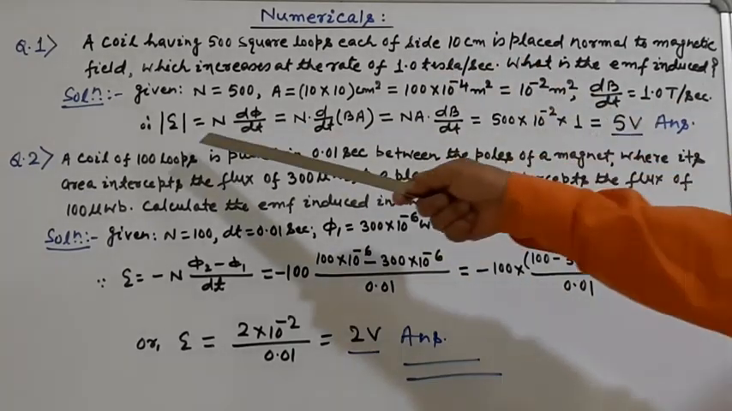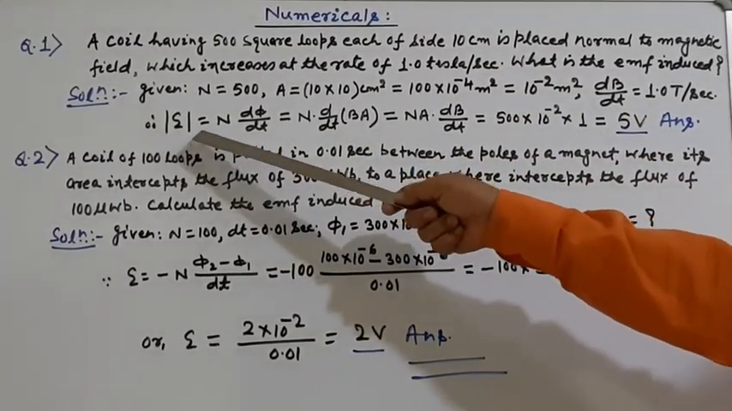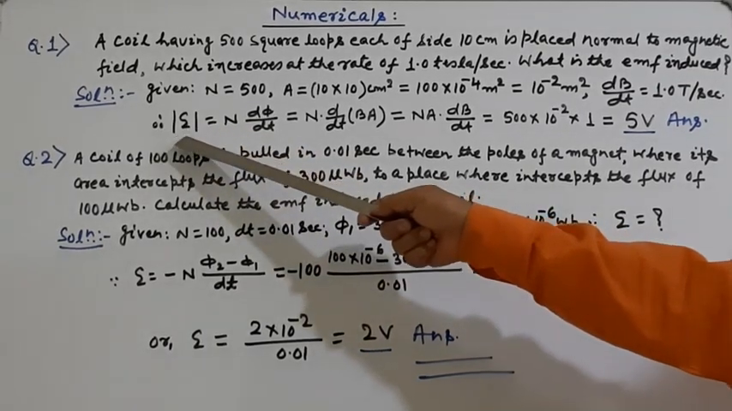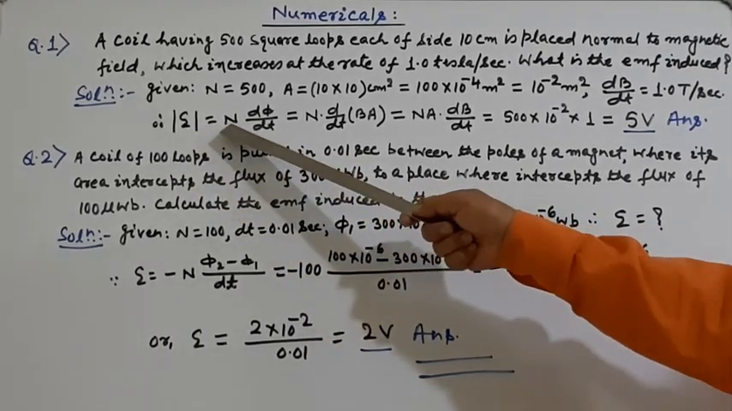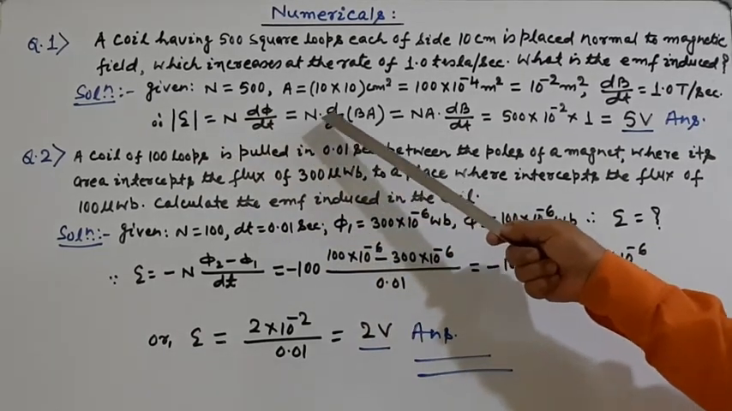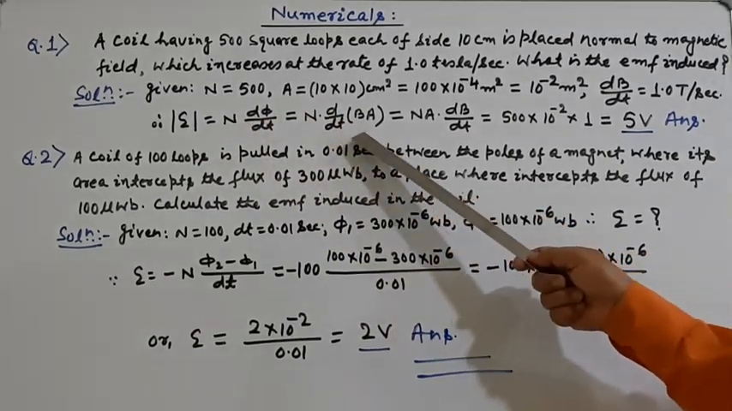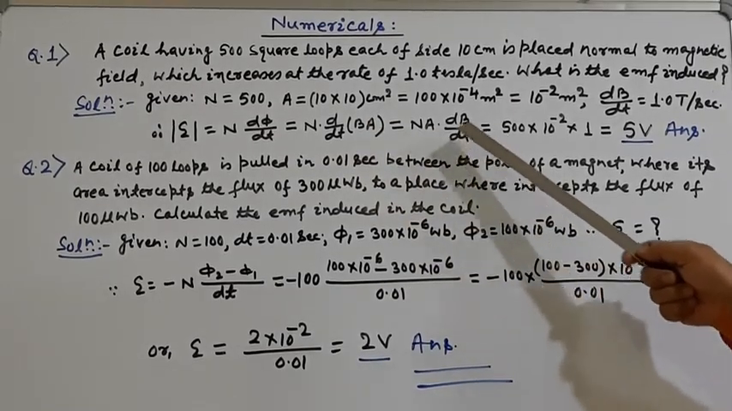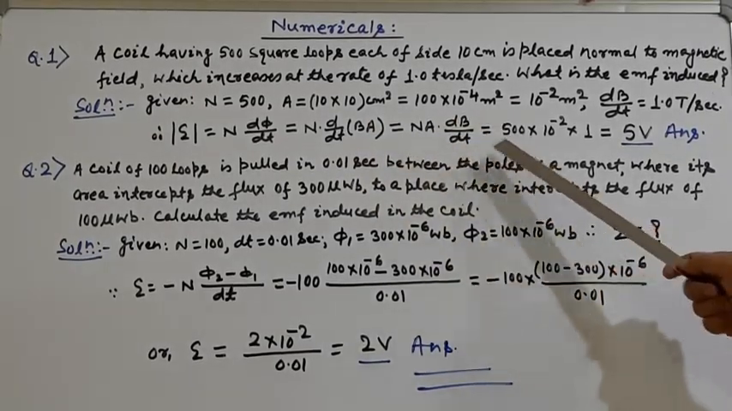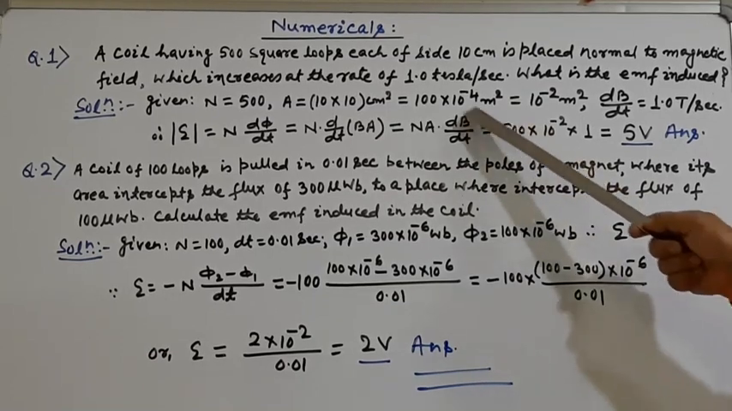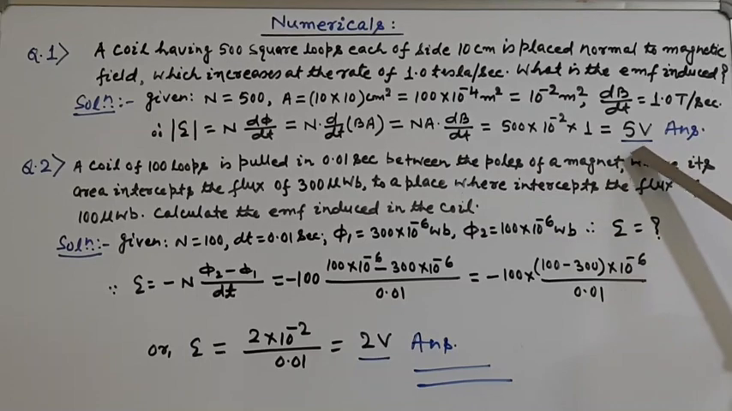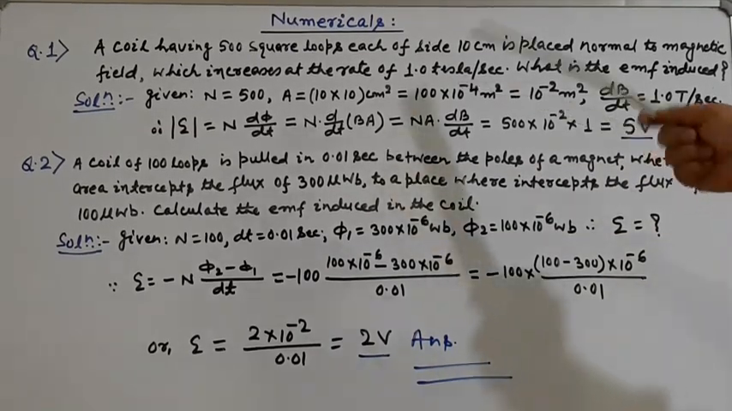Then what is the induced EMF? According to the formula, magnitude of induced EMF is equal to n dφ by dt. The minus sign I have not taken because here I have taken the magnitude. E is equal to n dφ by dt, φ becomes B into A, and A is constant, B is variable, so n into A dB by dt. Put their values: n is 500, area is 10 to the minus 2, and dB by dt is already given as 1 Tesla, so the answer is 5 volt. This is the simplest numerical.